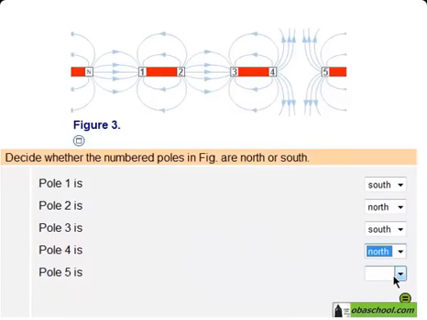What about pole number 5? Here the field lines show that they cannot attract, they repel. So pole number 5 is also north, and that is correct.